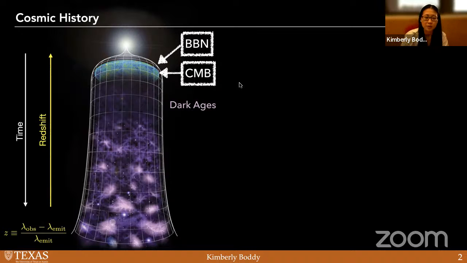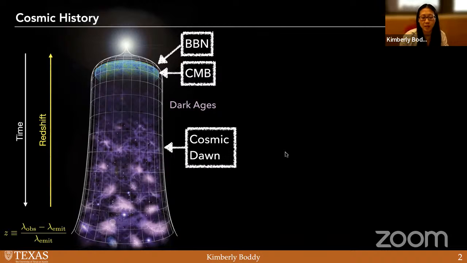So after we have recombination, there's this era called the Dark Ages. And there's not a lot of observational probes that we have from this. The universe is mostly neutral hydrogen. And so there's not a lot of visible probes from this era. And it's not until the era of cosmic dawn that we can actually see something. So this is the period of time when the first stars are born. And so there's radiation that's being emitted, and we have some hope for seeing what the earliest stars were doing at this time.